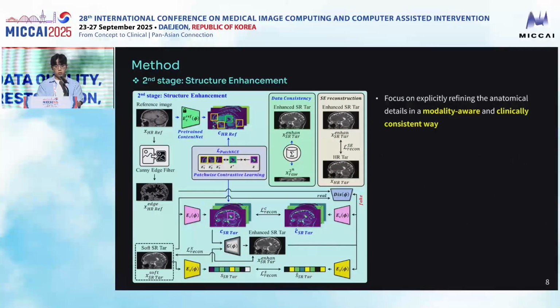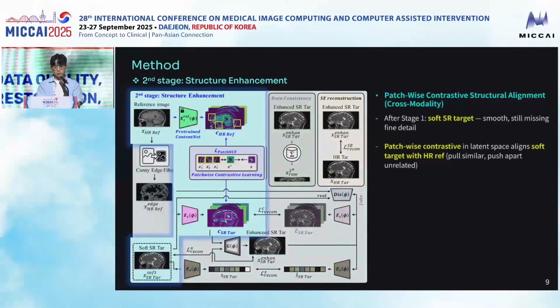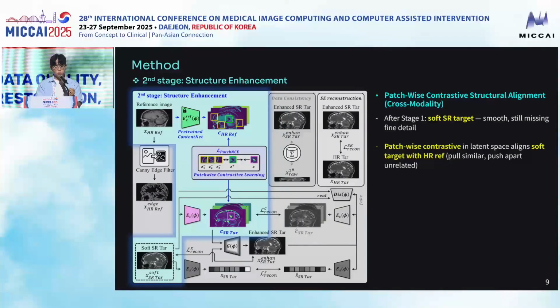Stage 2 is called structural enhancement. Once the target is structurally aligned with the reference, we focus on explicitly refining the anatomical details in a modality-aware and clinically consistent way. Here's the idea. After stage 1, we get a soft SR target. Of course it's improved, but still missing fine details. So we align the smooth target contents with the high-quality reference features in the latent space by using patchwise contrastive learning. That way, the model pulls together structurally similar patches and pushes apart unrelated ones.